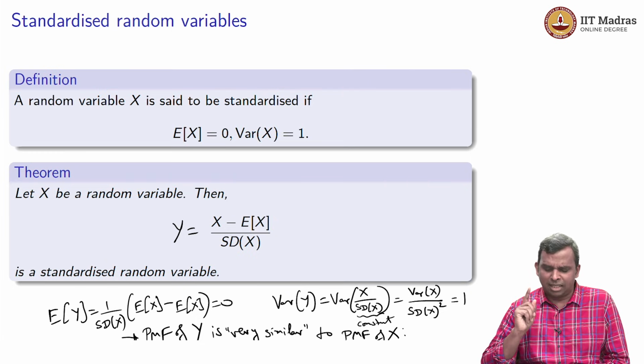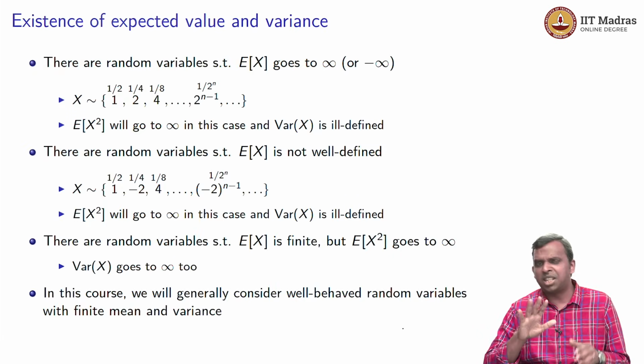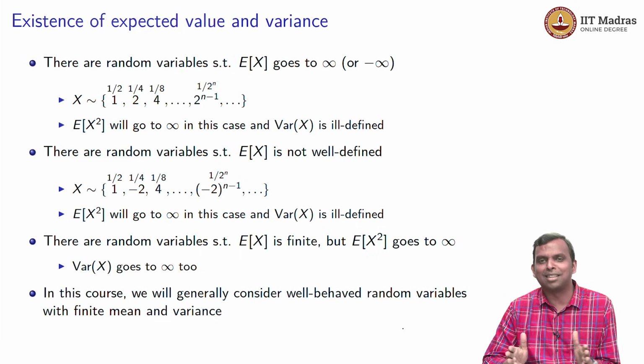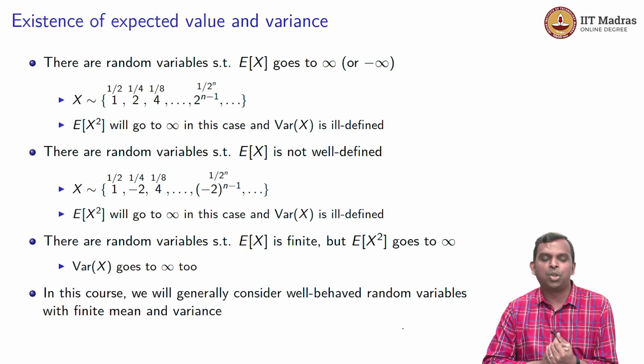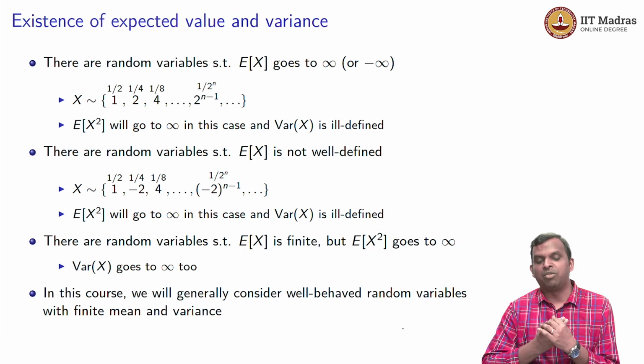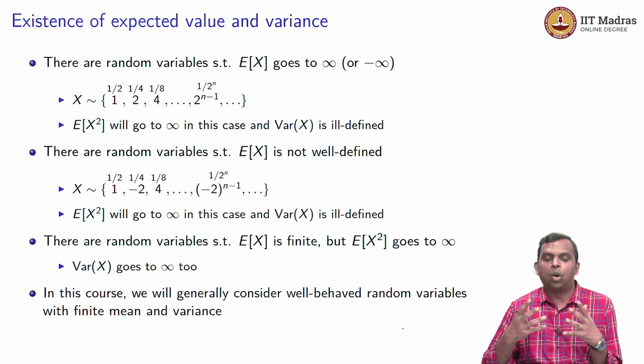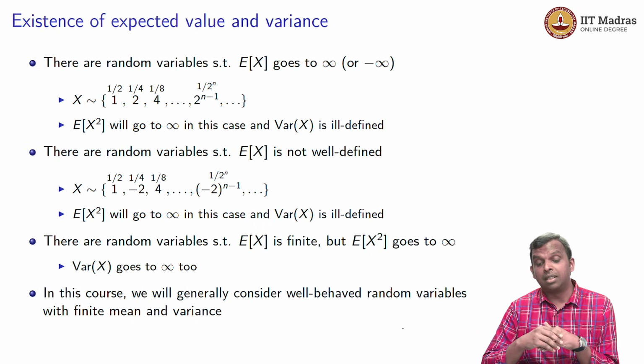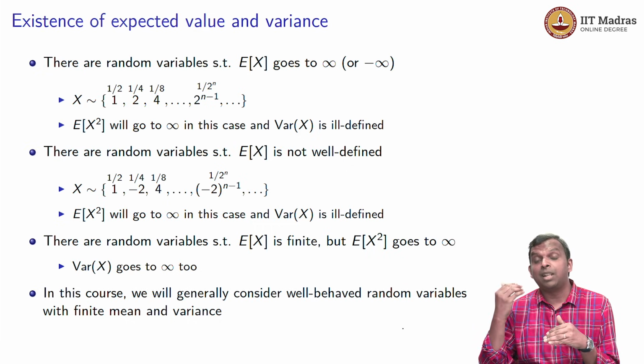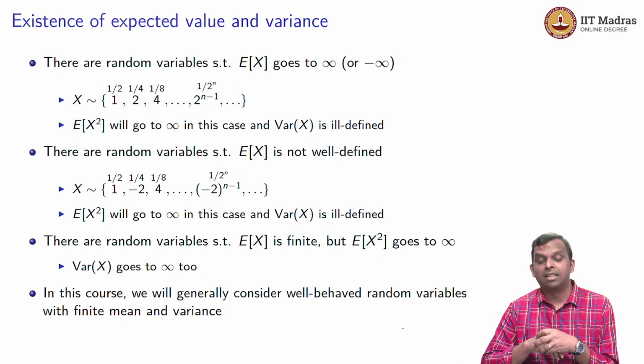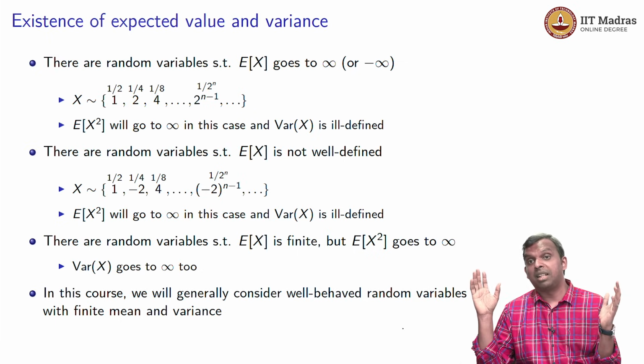I'll leave you with one slide which is strictly additional material. I'm not saying that this is part of the course, but something you should know about is the existence of expected value and variance. It turns out one can come up with a random variable X for which the expected value of X will go to infinity. What do we mean by infinity?